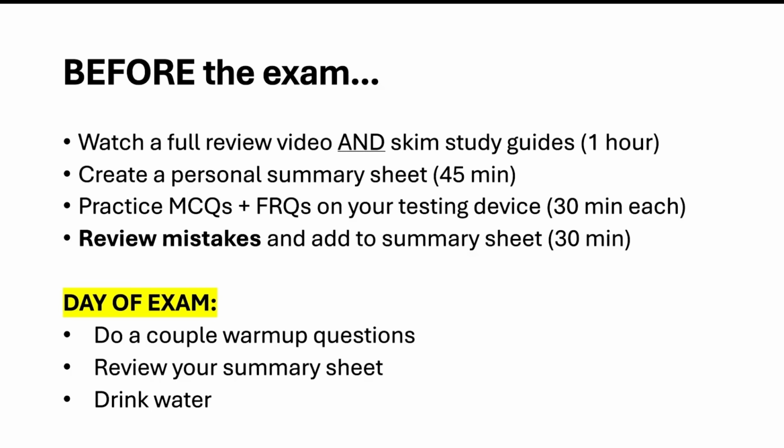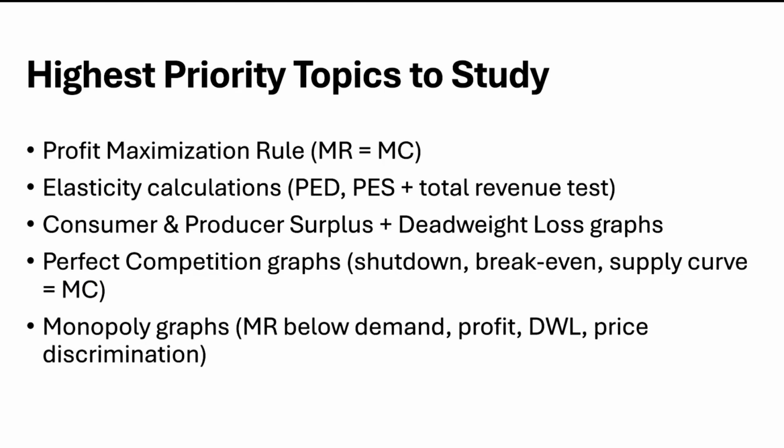Anyways, let's go on to the topics you should actually be focusing on. So for the AP micro exam, the highest ROI topics that you can study are as follows: profit maximizing rule, elasticity calculations, consumer and producer surplus, as well as dead weight loss graphs, perfect competition graphs, and monopoly graphs. So get those down and pay special attention to them while you are reviewing.